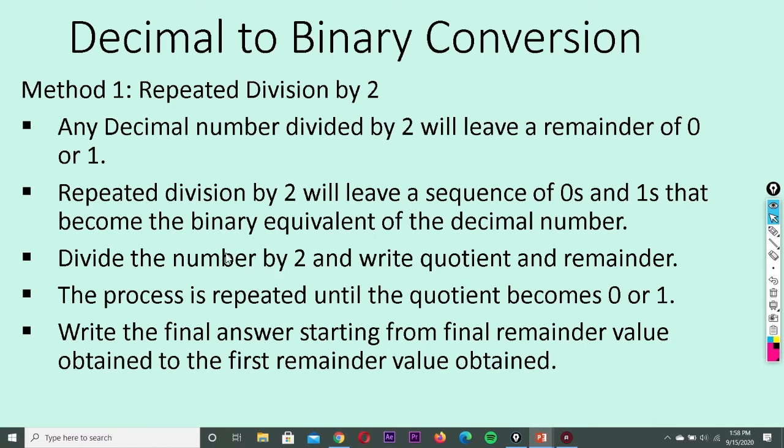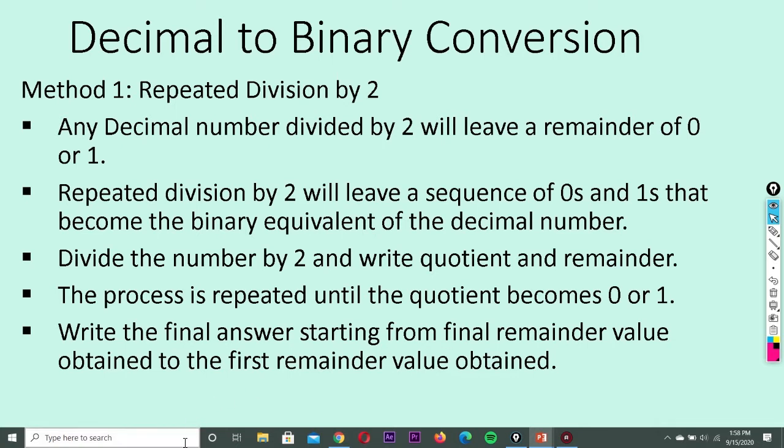Divide the number by 2 and write the quotient and remainder. Then the process is repeated until the quotient becomes 0 or 1. So repeatedly we have to divide the number and write the quotient and remainder, until the quotient becomes 0.